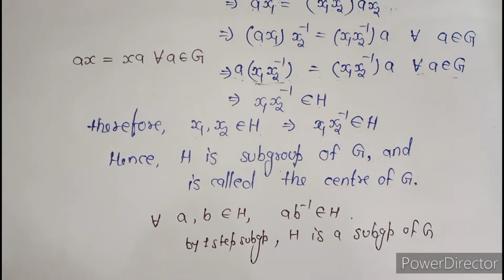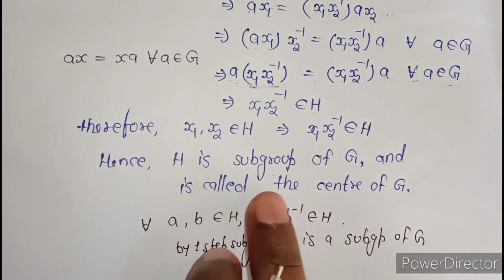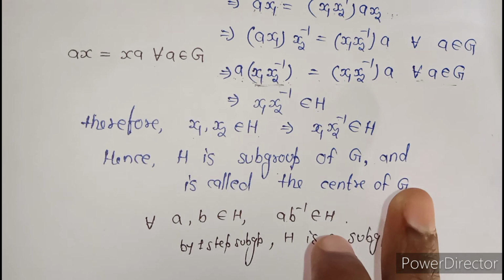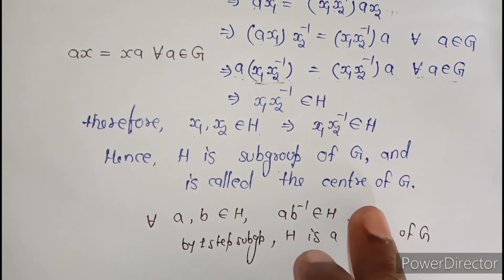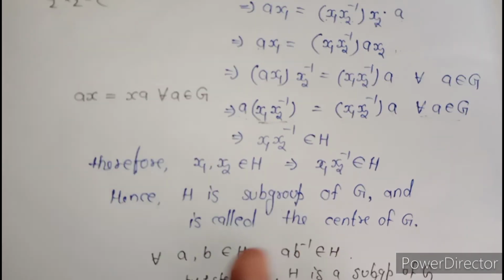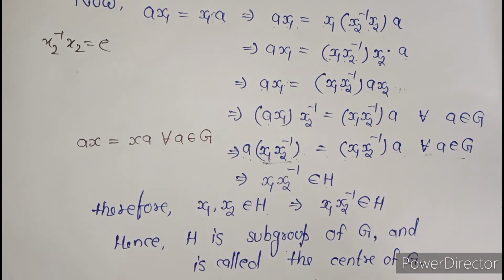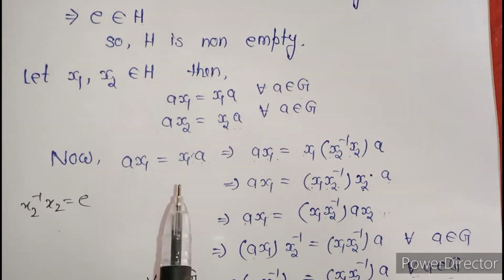So from that test I can say that H is a subgroup of group G, and this is called the center of group G. I will discuss the center of a group in my next lectures. Firstly, we just discussed one property of the center of a group, that it forms a subgroup of group G.